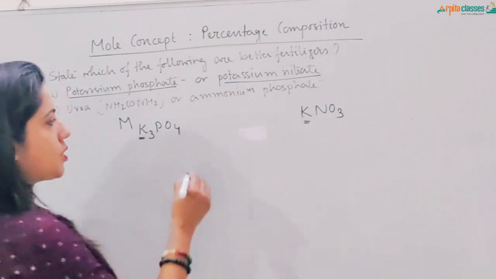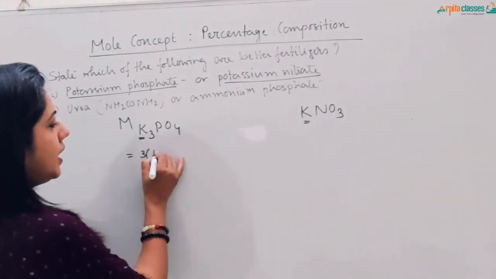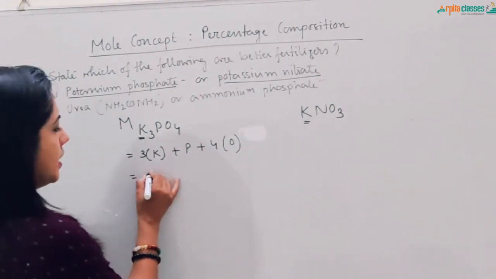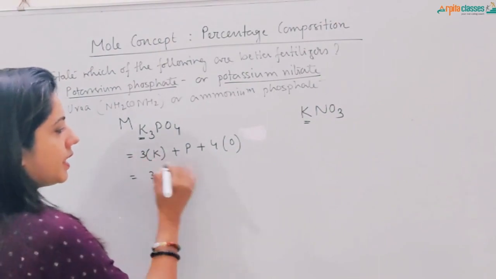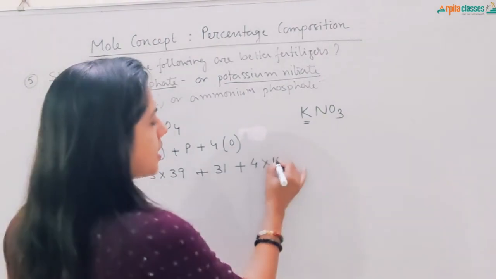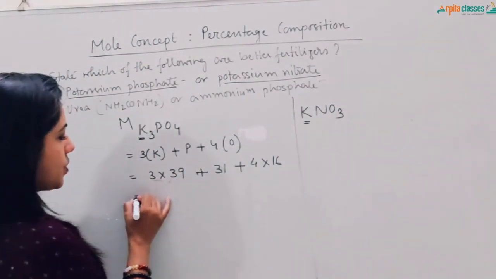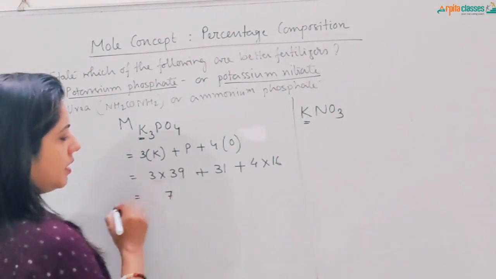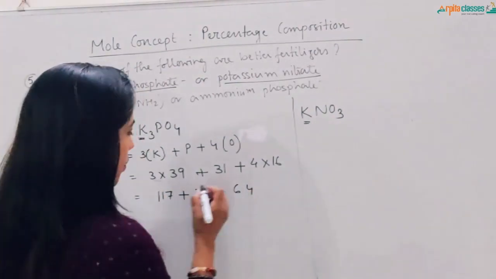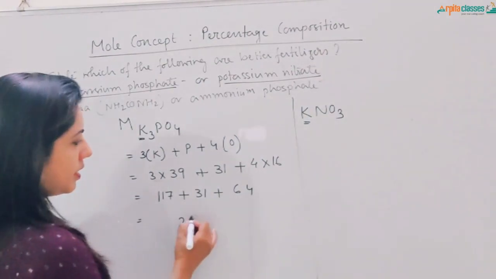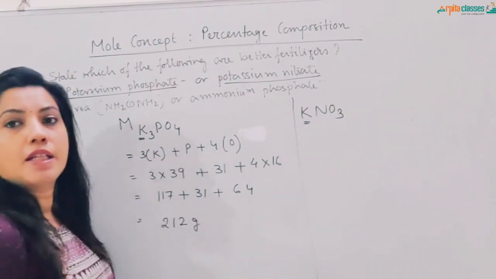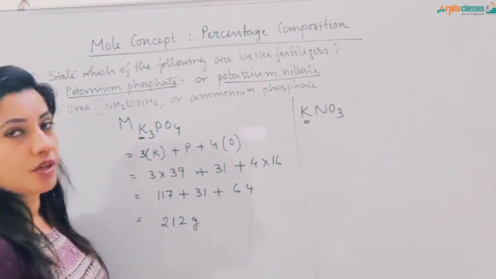Molecular weight of potassium phosphate first, that is 3K plus P plus 4 oxygen. Potassium's atomic weight is 39. Phosphorus atomic weight is 31 plus oxygen is 16. Mostly this will be given to you. So this is coming 117 plus 31 plus 64, 212 gram. This is the molecular weight of potassium phosphate.